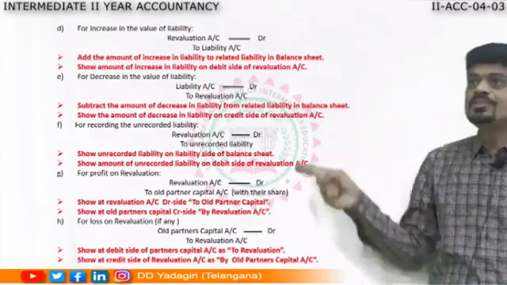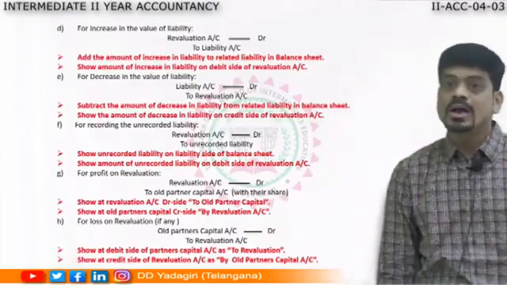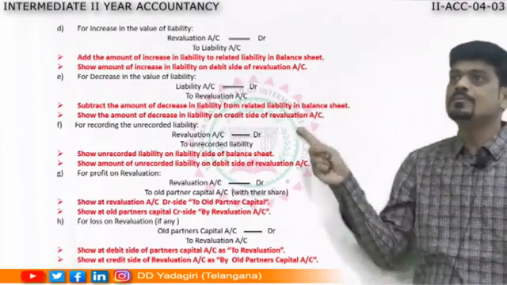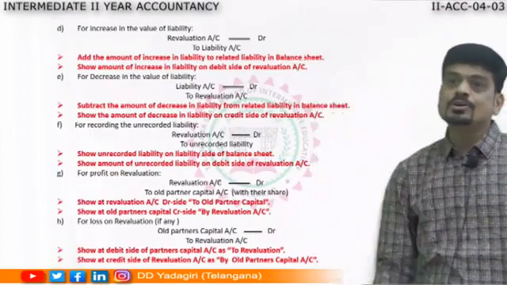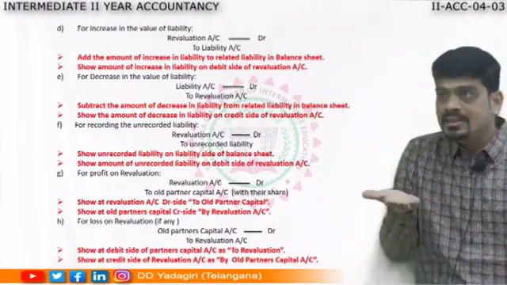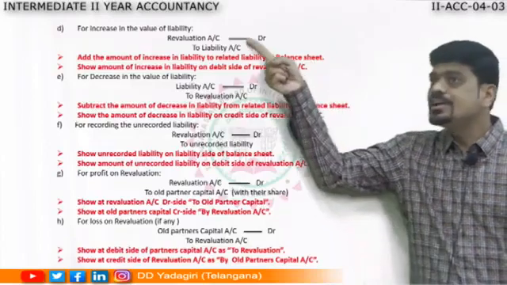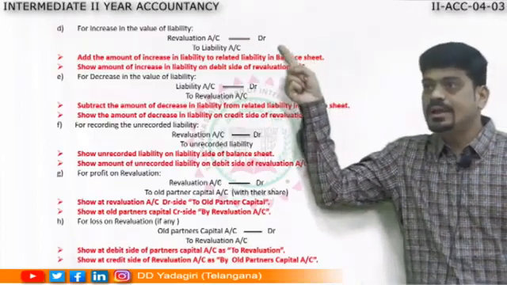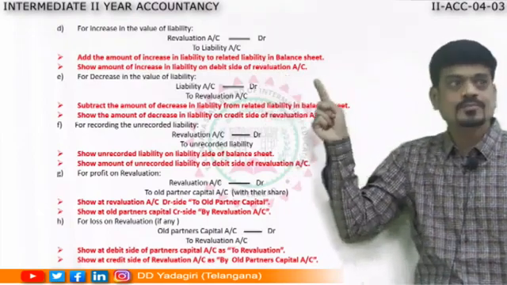Then comes the next part of the journal entry. The 3 entries were from which point of view? Assets' point of view. Now we are learning from the liabilities' point of view. Again, increase in value of liability. Liability is increasing. When liability increases, what is the journal entry? Revaluation account debit to liability account. Then what are the effects?